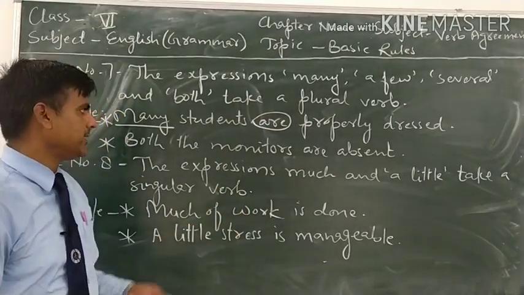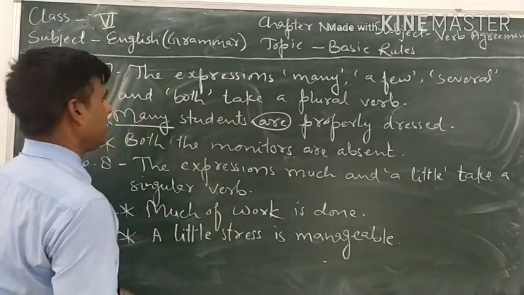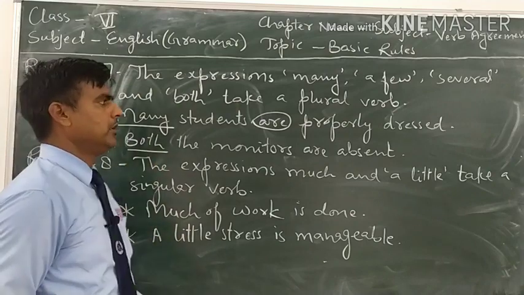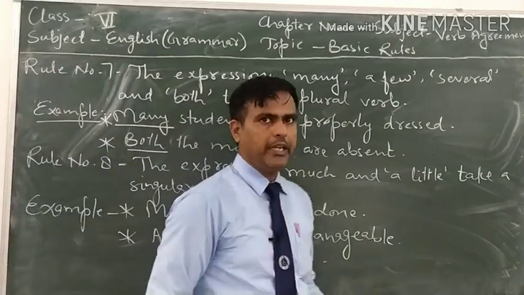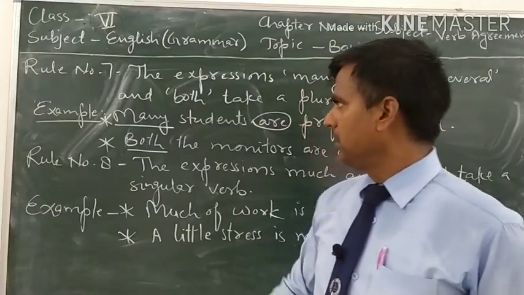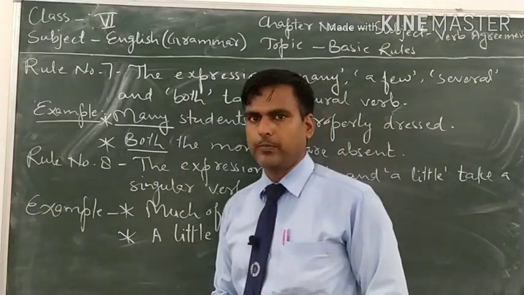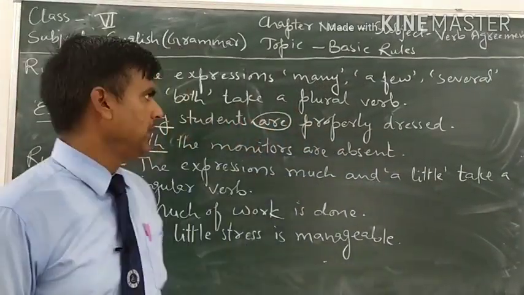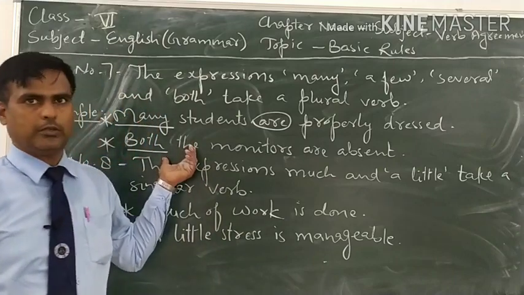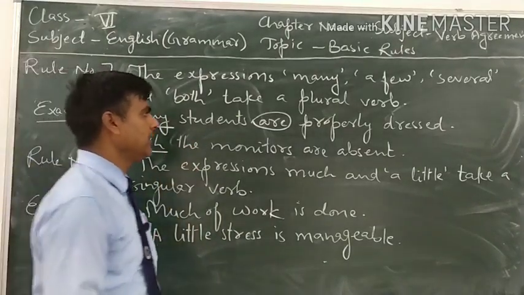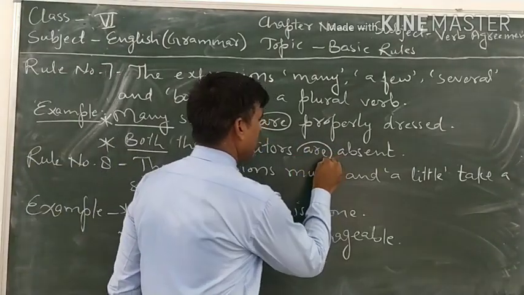Now come to the second example. Both the monitors are absent. In this sentence we see the word both is used. That's why both is used for the subject, and we will use a plural verb.